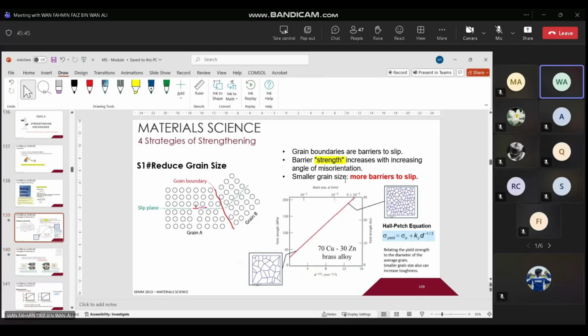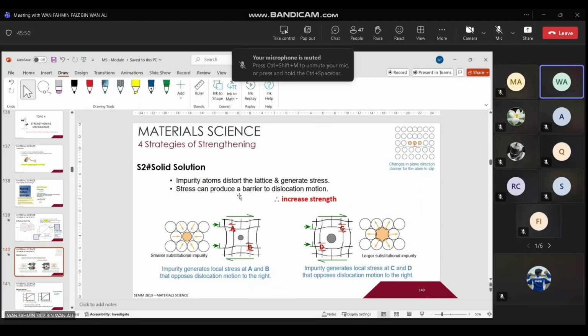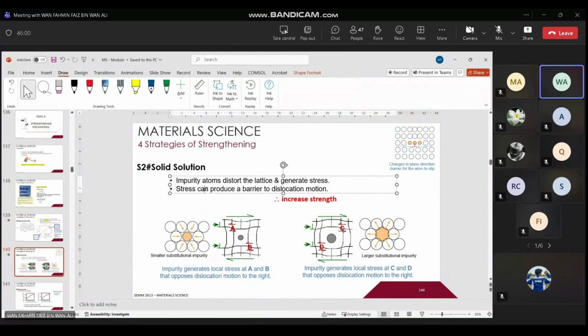Now you're going to look into the second strategy. Simple. Right? You have the 4 strategies. Grain size paling senang. The second strategy is solid solution. The solid solution we have discussed in topic 3 under diffusion. Okay. Technically, solid solution means that you add an impurity or another material inside the base material or parent material. That's why they call it alloying. Solid solution is also known as alloying or the alloy process.